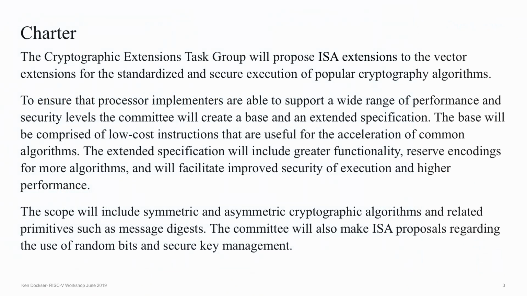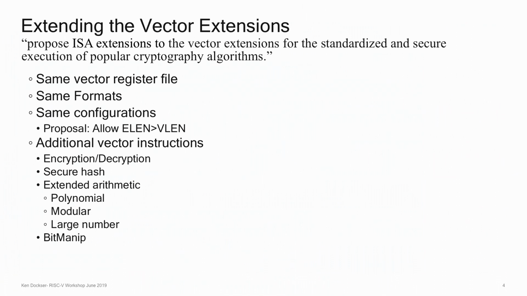I forget. Okay, so this is the charter for our group. It's online. You can read it. I'm not going to read it for you right now. I will actually be going over little bits of it in some of the slides here, like right here. So we are extending the base vector extensions. So we will propose ISA extensions to the vector extensions for the standardized and secure execution of popular cryptography algorithms. So we're talking about the same register file, same formats. Actually, we will have some wider formats for some of the algorithms.